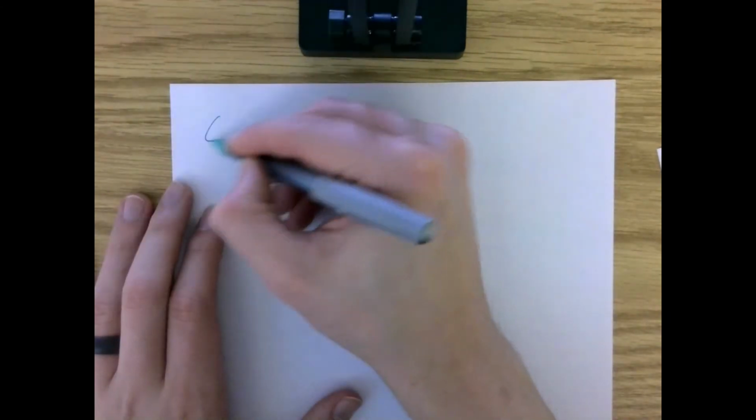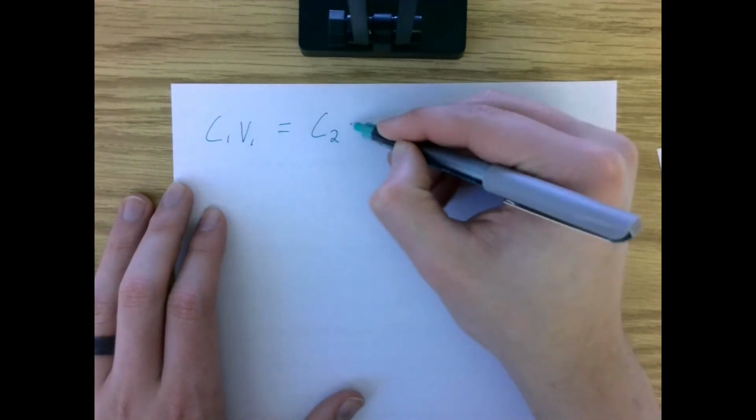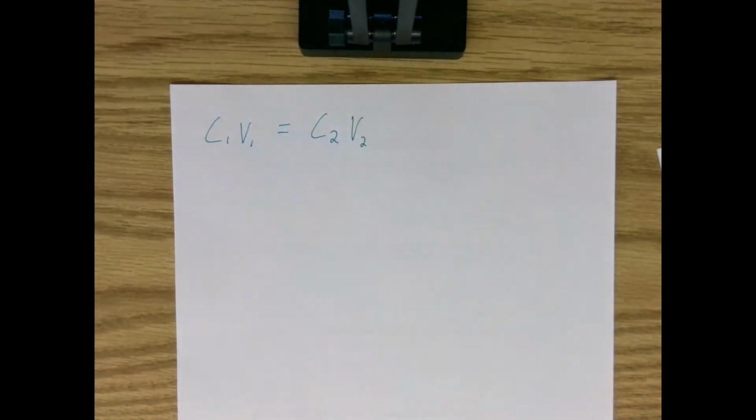Our formula for dilutions, making things less concentrated, is C1V1 equals C2V2. What does that remind you of? Yeah, the gas laws. So the same general idea. With the gas laws, you get something initially, you change something, you calculate the final result. Same thing here.